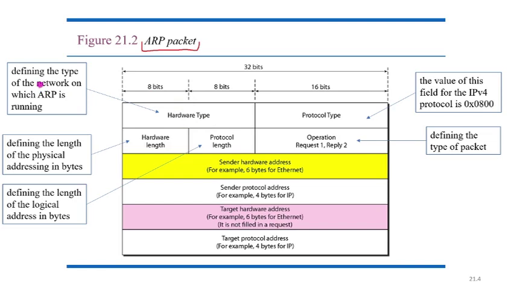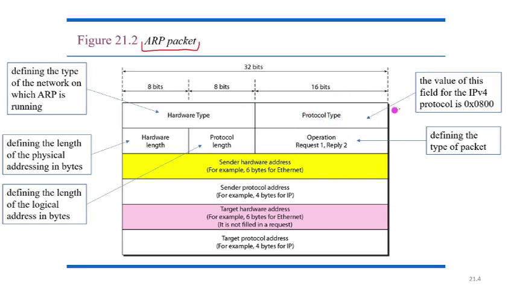Here it defines the type of network on which ARP is running, whether it is Ethernet type. If it is Ethernet type, there are different categories of hardware being utilized, category 1, category 2, likewise. So this hardware type is indicated by 16 bits of information. It indicates what type of network ARP is going to be running on.